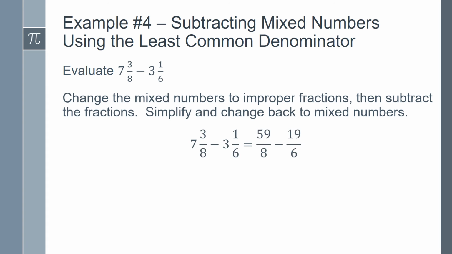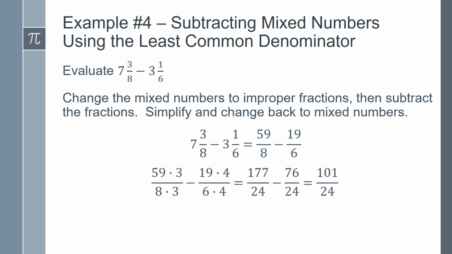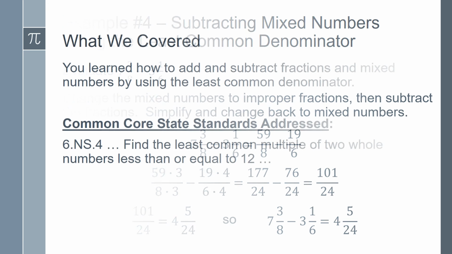So 7 3/8 becomes 59/8, and 3 1/6 becomes 19/6. The least common denominator of eighths and sixths is 24ths, so 59 over 8 becomes 177 over 24, and 19 over 6 becomes 76 over 24. 177 minus 76 is 101, and we carry the denominator across, so we have 101 24ths. This simplifies to 4 5/24.